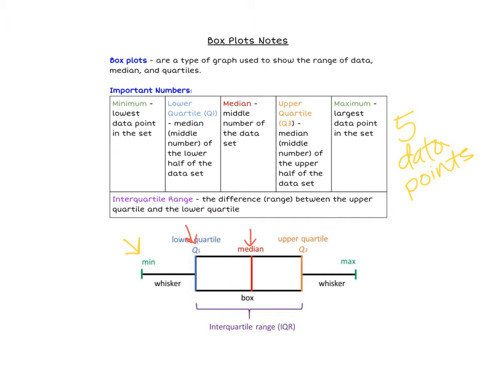Remember, you line your data up from least to greatest and you count to the middle. There's the upper quartile, which is the median of the upper half of the data. And then there's the maximum, which is the largest number in the data set.